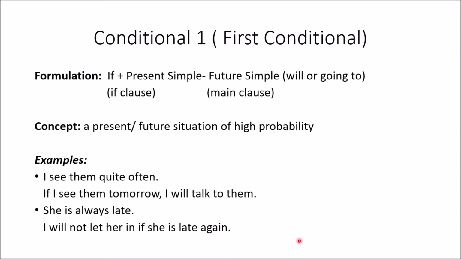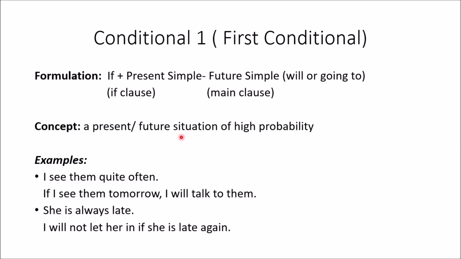Type 1 or first conditional. We have a formulation consisting of if plus present simple to make the if clause and to continue with a future form, future simple form, will or going to, to continue with the main clause. And regarding first conditional, we have a concept. First conditional sentence refers to a present or a future situation of high probability. In other words, a very likely situation.